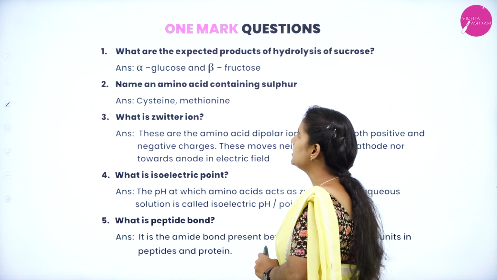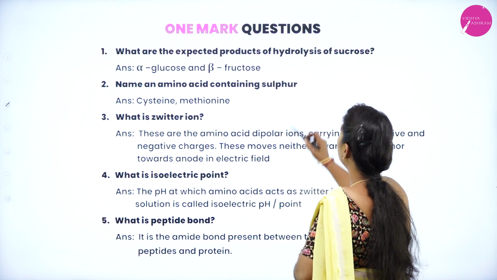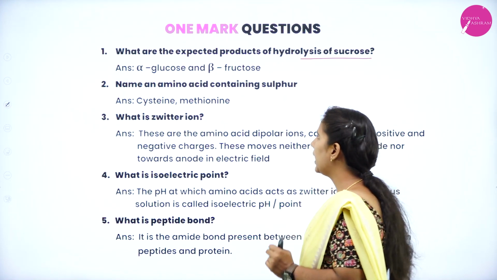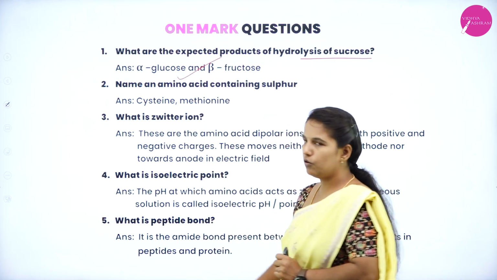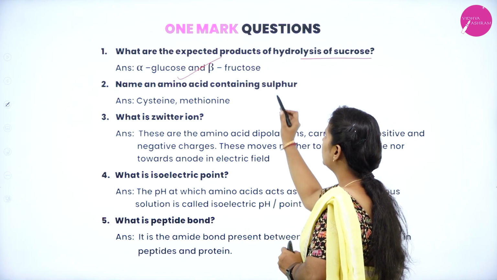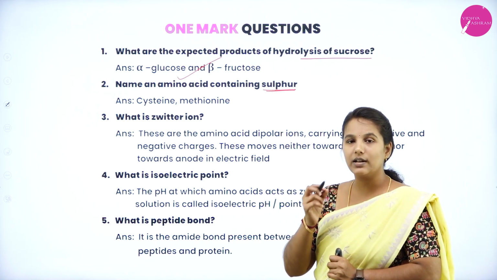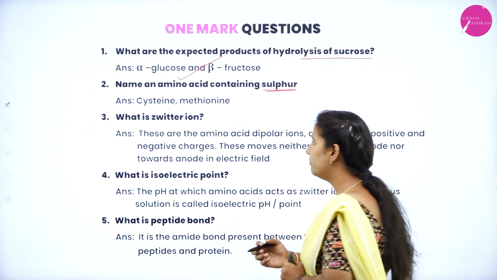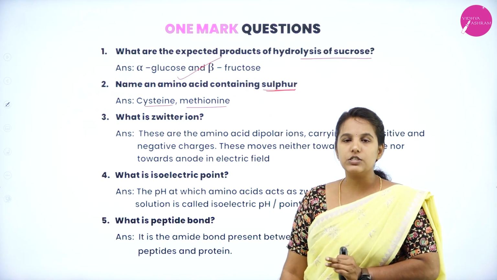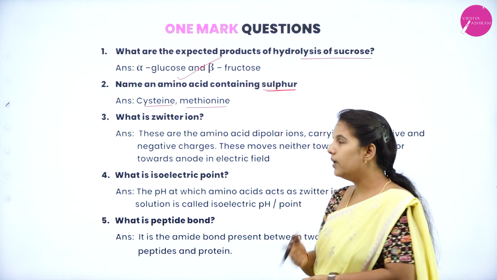Okay. So the first question will go like this. What are the expected products of hydrolysis of sucrose? During the hydrolysis of sucrose, we can expect the product of alpha D glucose and beta D fructose. Name an amino acid which contains sulfur. So, we can expect the amino acids which contain sulfur also. The best example is cysteine as well as methionine. So, these two are the only amino acids which consist of sulfur.